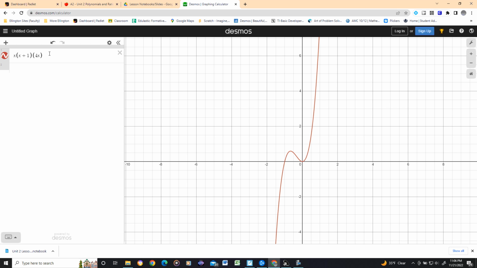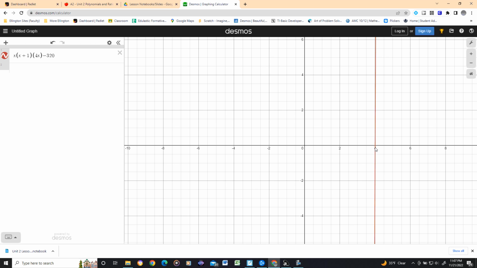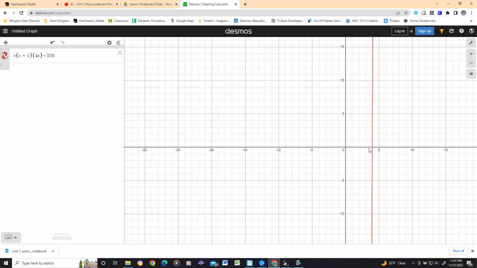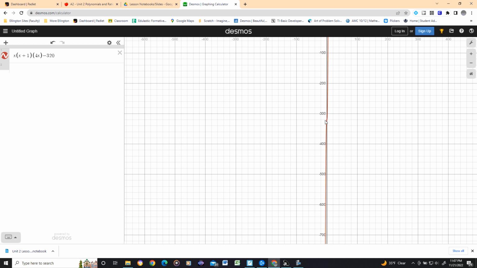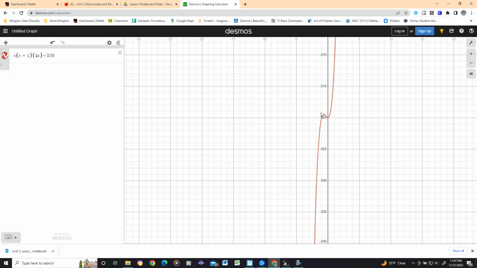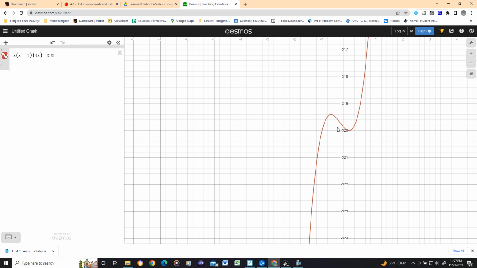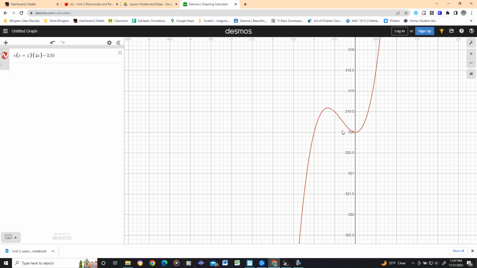Okay, so how about instead of saying equals 320, how about we subtract 320 from both sides, and then that way it equals 0, and now we're looking at the x-axis. And look, it crosses right at 4. So it looks like x was 4. And if we scroll way back, you can actually see down here, here is that line, again, right down here at negative 320. Okay, so there's that little double curve in the graph.